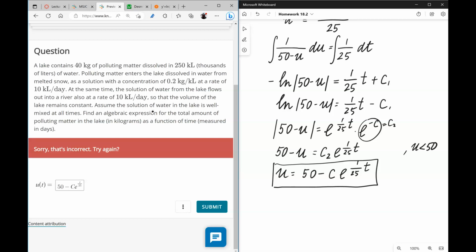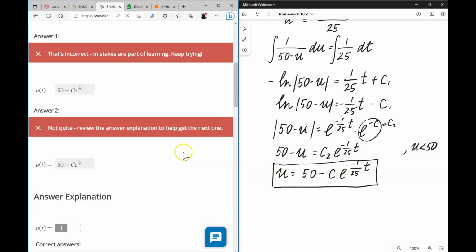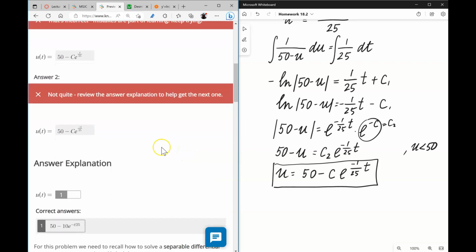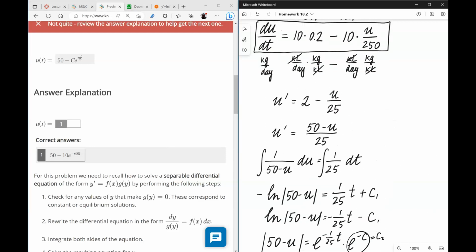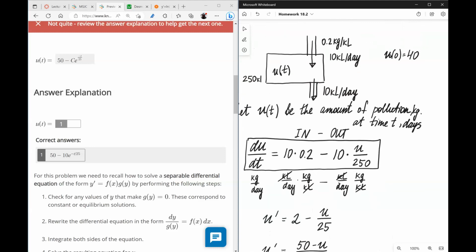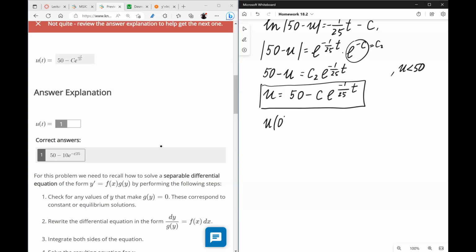I forgot the negative. Hopefully that's the only thing I forgot. Because... No! I forgot it was an initial value problem. Oh my god. U of 0 is 40. Oh my god. No. Not another one of these.